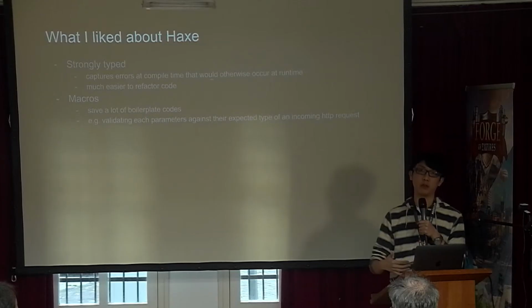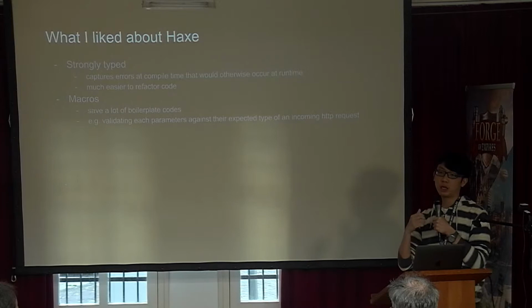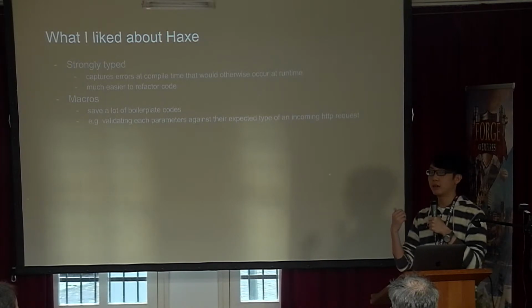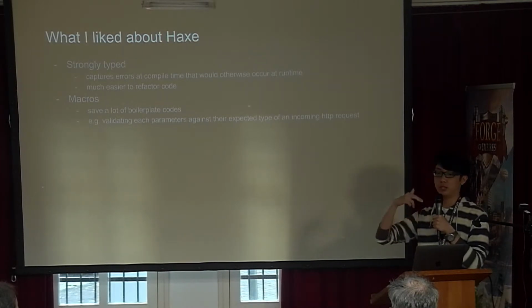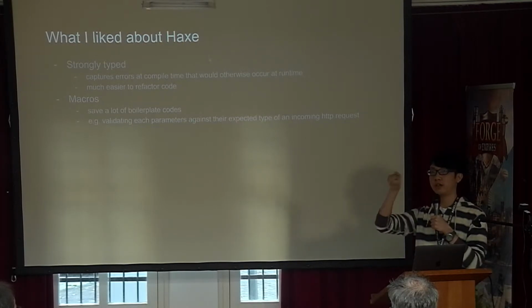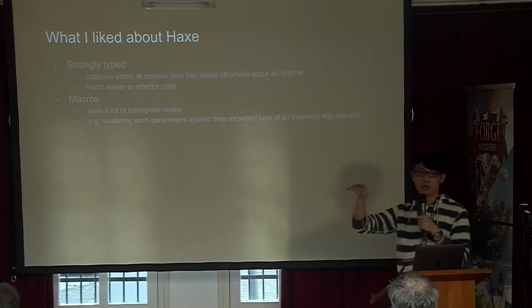And macro is like black magic. It saves a lot of boilerplate code. For example, when I write an HTTP handler, I have to validate the parameters and the body of the incoming HTTP request. In the old way, like using Express.js, the body is passed as a dynamic object, and I have to check each field manually. If the name field is empty, or is it a string or an integer, I have to check them one by one and write all the boilerplate code.